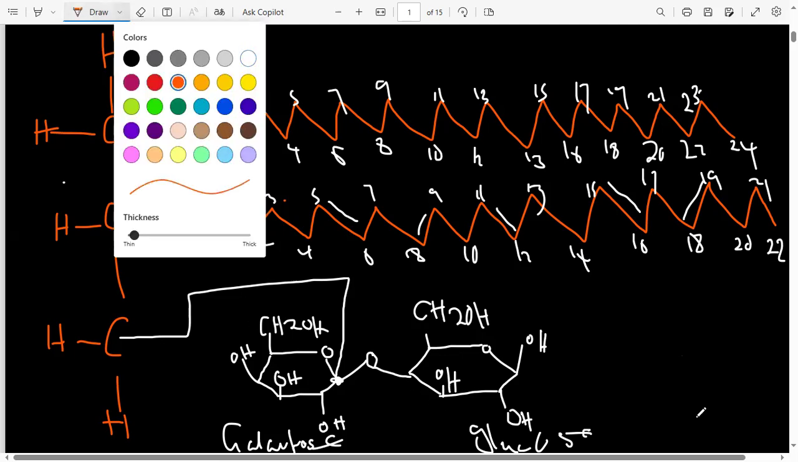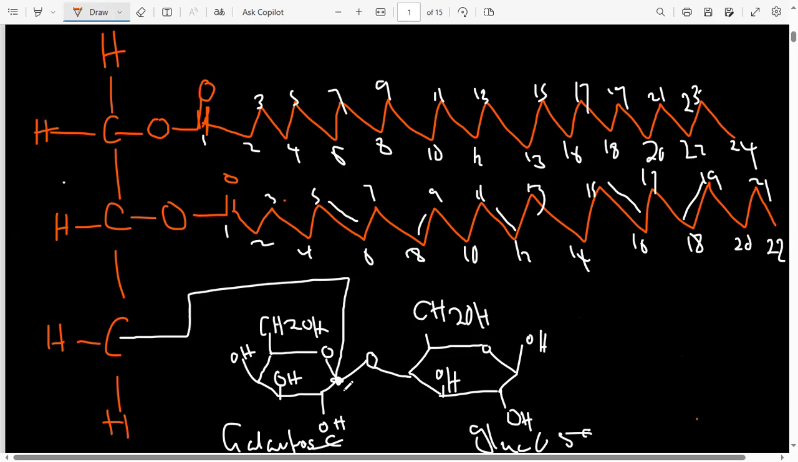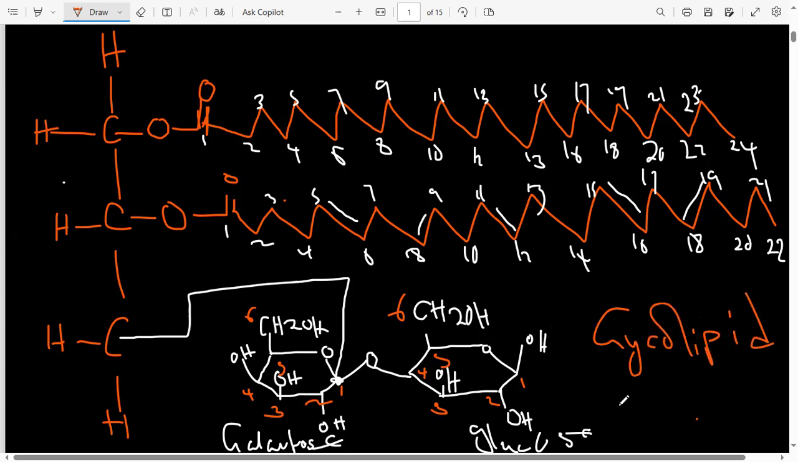And then on the other part, even on this disaccharide here, we are going to number it 1, 2, we have 3 there, 4, 5, and then 6. Okay, so what we've drawn here is a what? A glycolipid. Okay, so that's how you draw a glycolipid here. We've answered question 1. So that's all for this video.